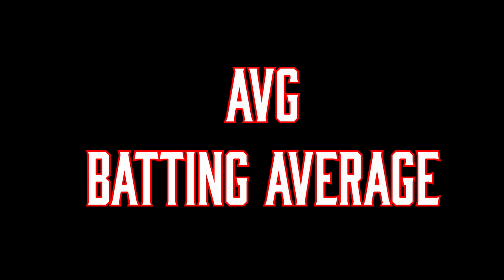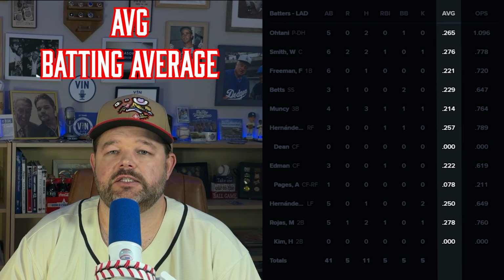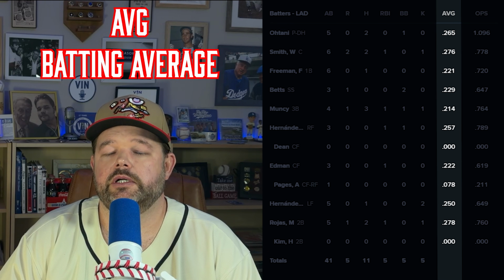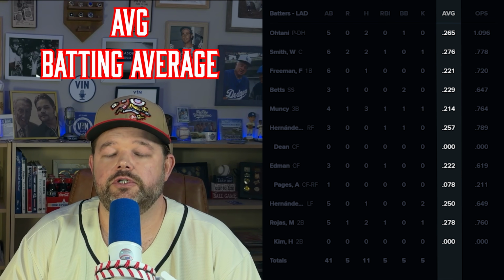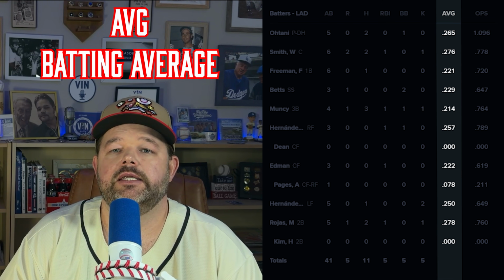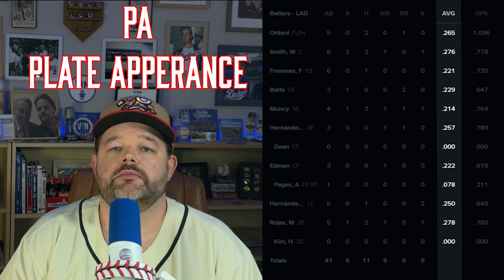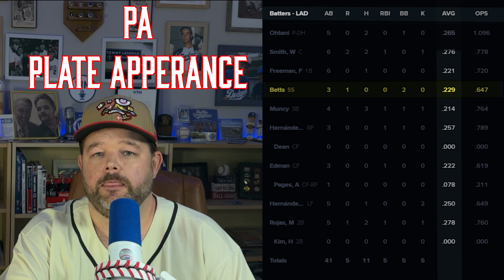Our next column is AVG, or average. This is batting average. This is a simple math equation of at-bats versus hits. Now, I mentioned earlier that there was a stat that isn't shown here. It ties in with average and walks, and that is plate appearance. So a plate appearance is similar in that every time a player comes to the plate, it is a plate appearance, but it does not mean it was an at-bat. A good example is Mookie Betts.